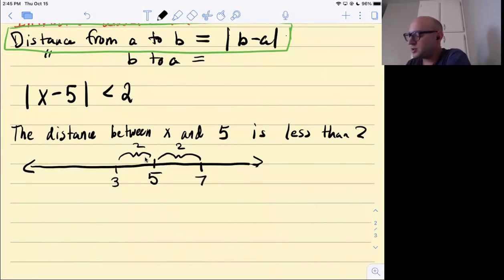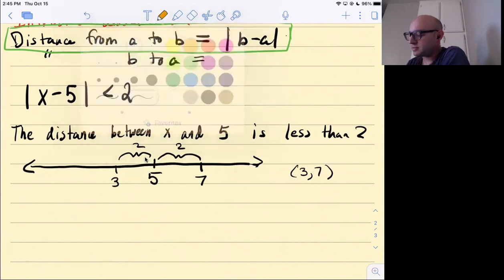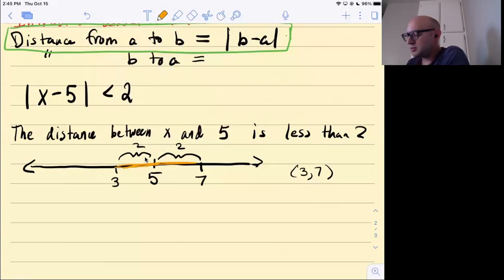That's it. And this is, believe it or not, an interval. You can think of it as a one-dimensional circle because it has a center and it has a radius that goes either way. And the center is just the midpoint. So the answer here is 3, 7. X can hang out anywhere in that region. This region is totally okay because it's within 2 units from the number 5.